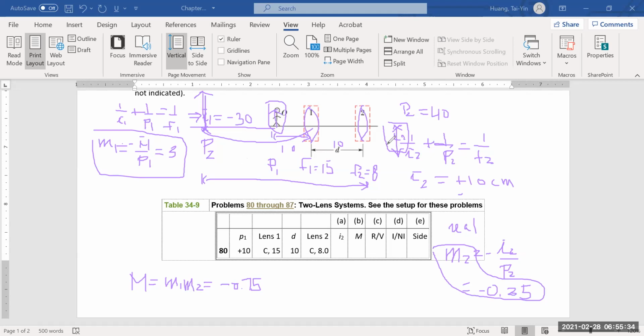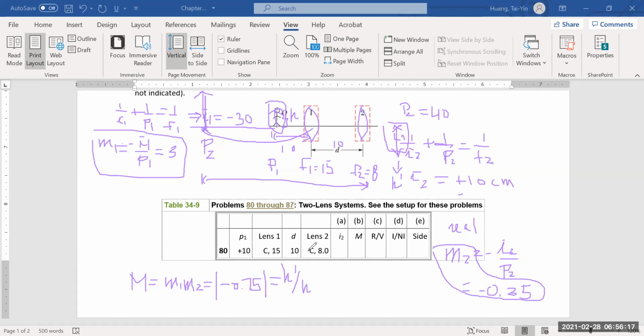Okay, so that's basically how you do this kind of problem. The final image is real, and it is behind the second lens, with a total magnification of negative 0.75. Also, say this is the height of the object, h, and the final image has the height h prime. Then the absolute value of the magnification is equal to h prime over h. Then you can calculate the final image height just based on that.